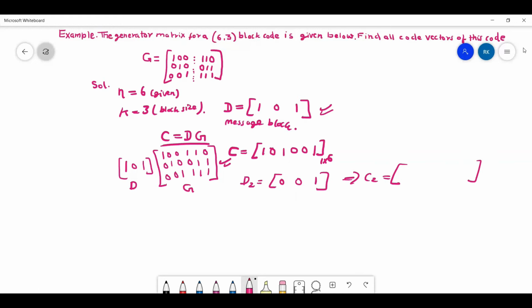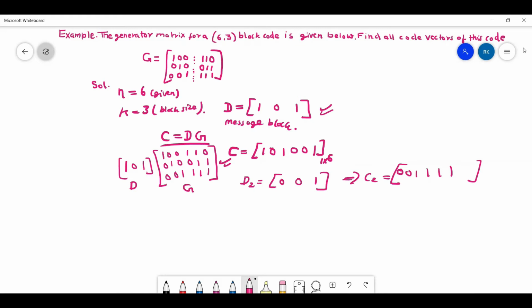How do we find the code vectors for a given message block? If the message block is 001, our code vector is going to be something and 1 1 1. So it's nothing but the original message block appended with something else. All other code vectors can be found in the same way.